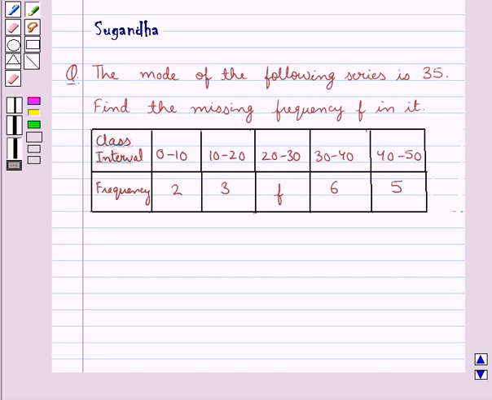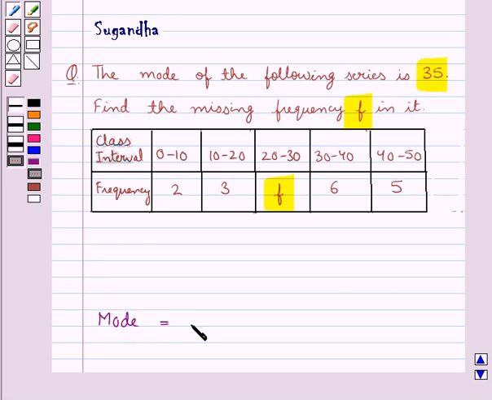In this session, we discuss the following question, which says the mode of the following series is 35. Find the missing frequency f in it. So we are given this series in which we have the class intervals and the corresponding frequencies. We have to find this missing frequency f. First, let's recall the formula to find out the mode.